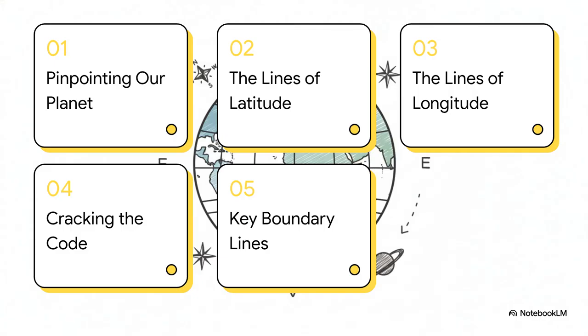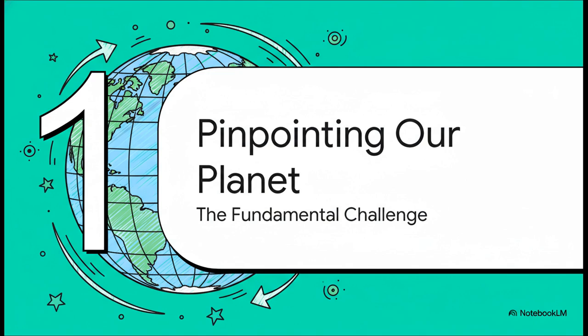So here's the game plan. First, we'll look at the big problem we're trying to solve. Then, we'll get to know the two sets of lines that make up our global grid. We'll see how they work together to give every single place a unique address. And finally, we'll check out the other key lines that define different zones on our planet. Let's get started.